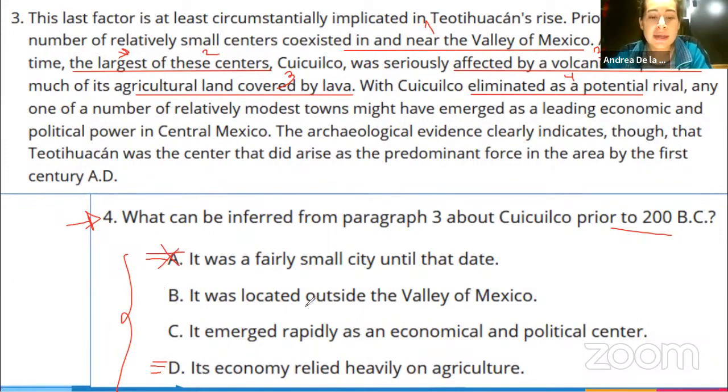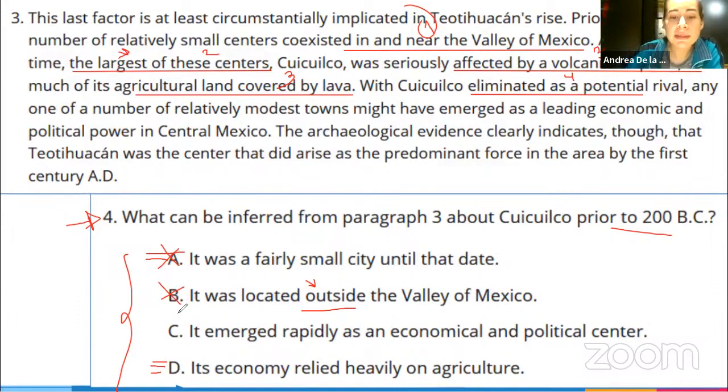Option B says it was located outside the Valley of Mexico. That kind of brings me back to the idea that we had the first information that says it coexisted in and near, right? So Cuicuilco was either in or near. Now, what tells us that it was outside the Valley of Mexico? Is there any information that we can use as evidence to prove that it was outside? No, right? Nothing says that it was outside. It could have been inside the Valley of Mexico. It could have been in. Of course, it could have been near as well, but we don't know. So we cannot say B.